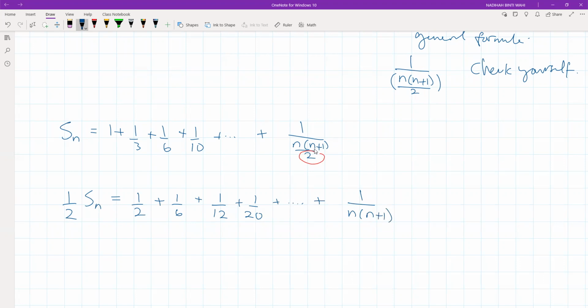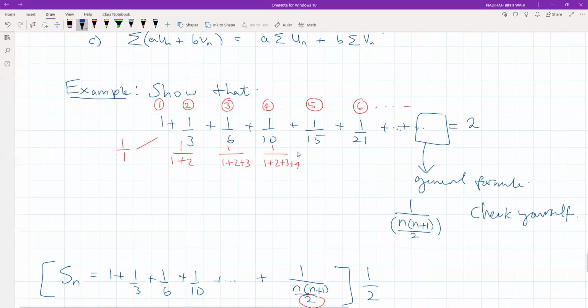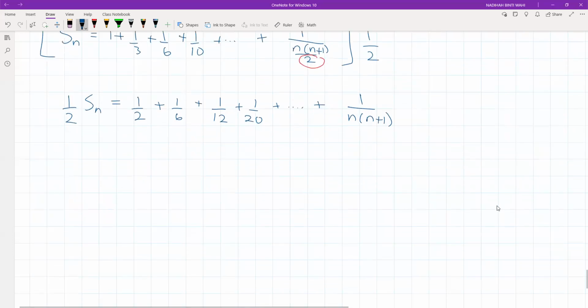So I want to get rid of this. For the formula here, I multiply by 1/2. Everything is multiplied by 1/2, so I will get rid of the over 2 there. So what is the purpose? We want to make sure that the limit of the partial sum is equal to 2.